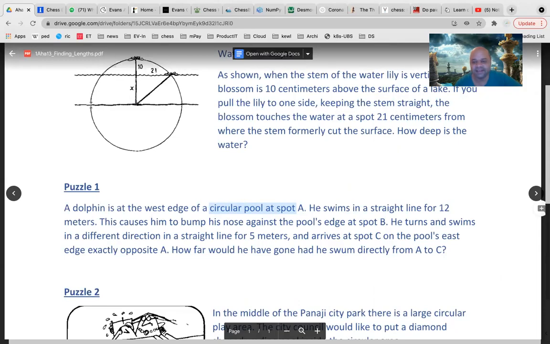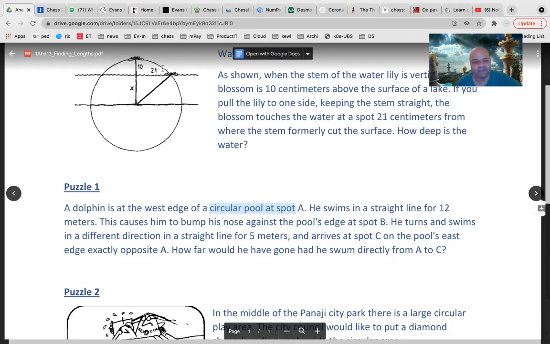He swims in a straight line. We don't know which direction. He swims in a straight line somewhere for 12 meters, and that causes him to bump his nose against the pool's edge, which means that he reached somewhere on this edge. He reached somewhere, we don't know where. But that is 12.